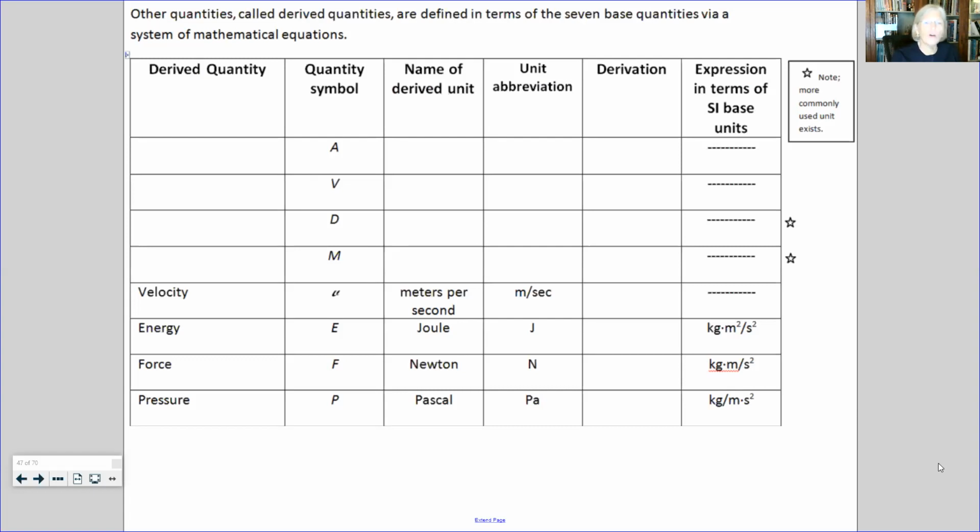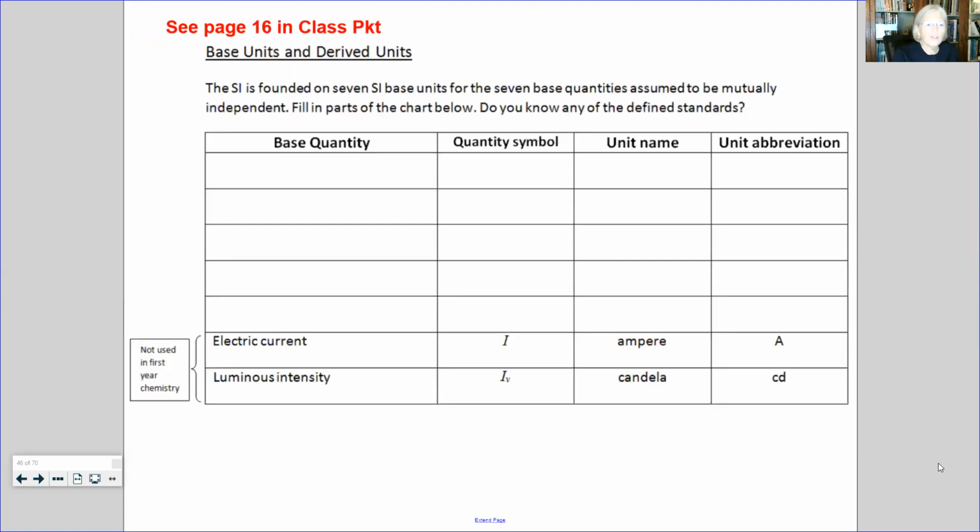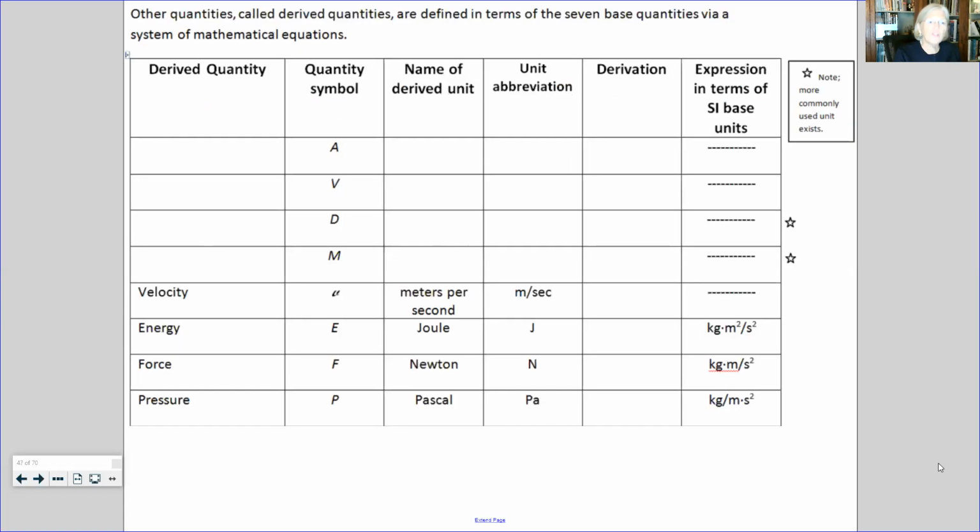I want you to know all 7, actually if I go back, you need to know the top 5 base units. And then you need to recognize, not necessarily know these units, but you need to recognize when a unit is not a base unit, therefore derived. Read up on this a little bit and you'll understand. Ask if you have questions.